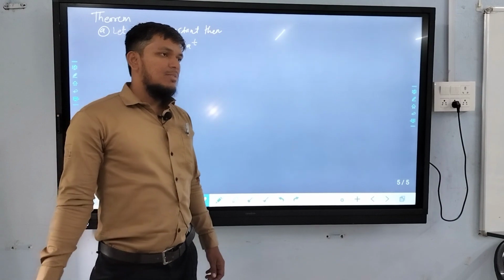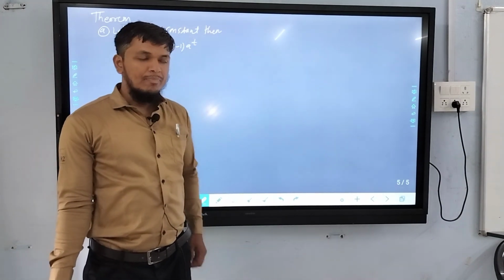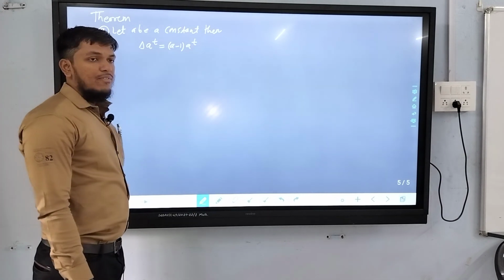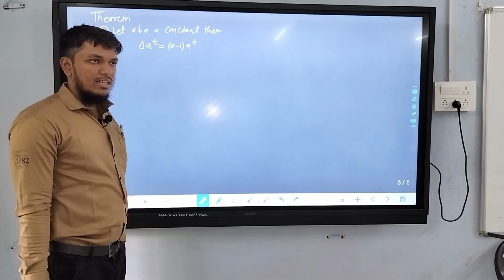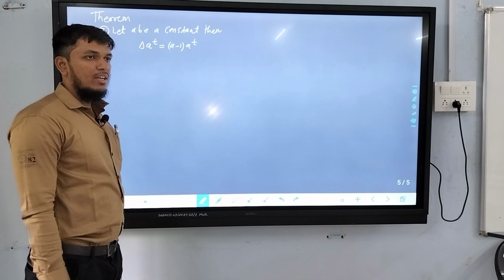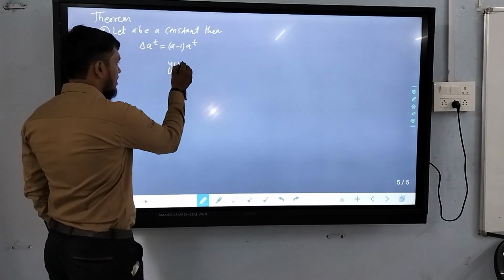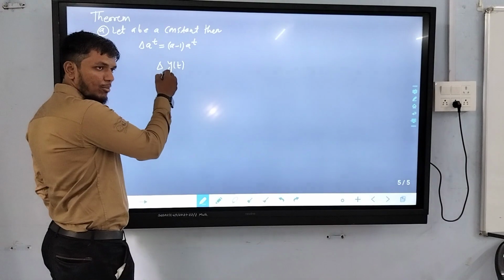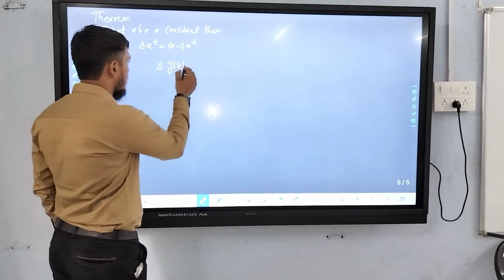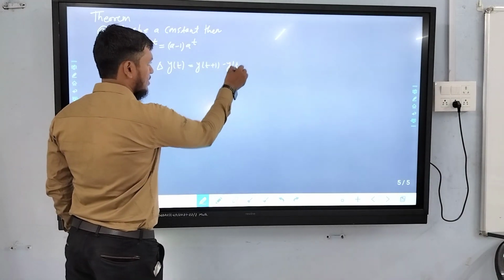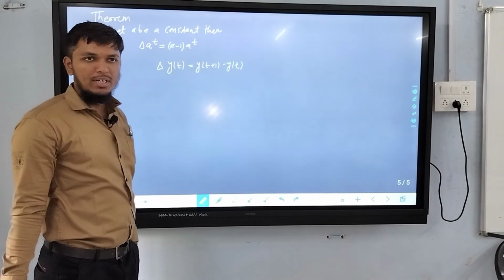So just recall what has been done in the last lecture. In the last lecture, we saw the definition of the difference operator, how the difference operator operates on a function. Suppose y is a function of variable t, and this is our difference operator. When this difference operator operates on y of t, we get y of t plus 1 minus y of t. This is the definition of the difference operator.